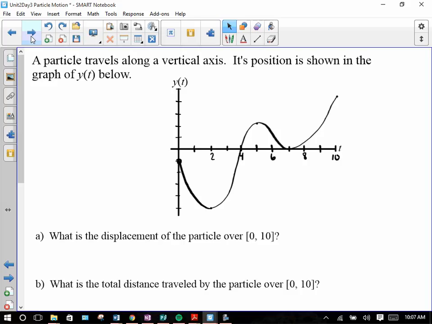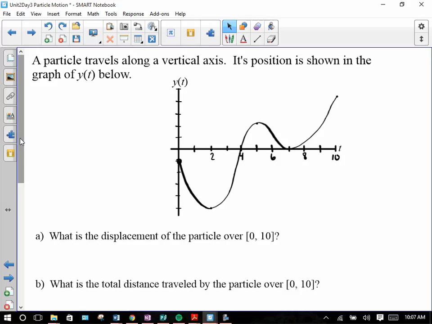Alright, so here's what we're now at. It says a particle travels along a vertical axis, it goes up and down. Its position is shown in the graph y of t. Now this one's a little bit trickier because it's not straight lines. So it's not like constant speed. Well, that's fine. So first off it says, what is the displacement of the particle over 0 to 10?